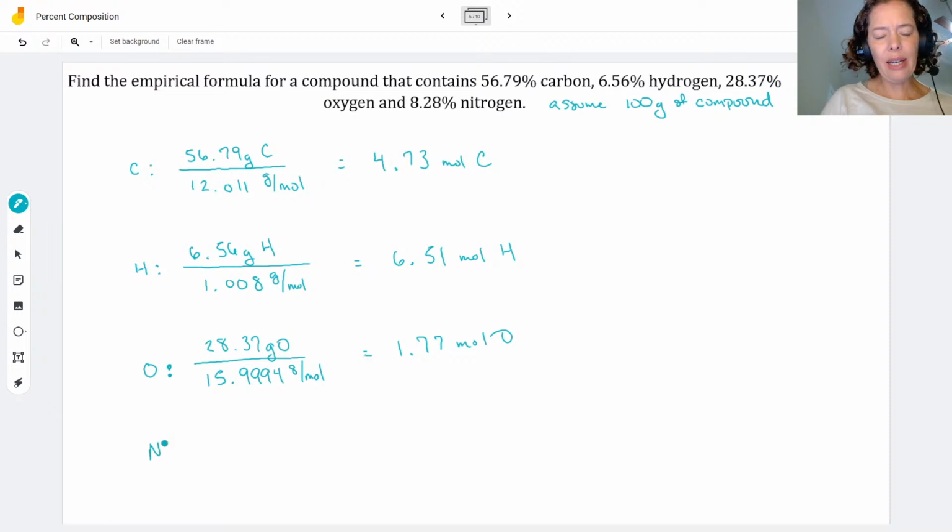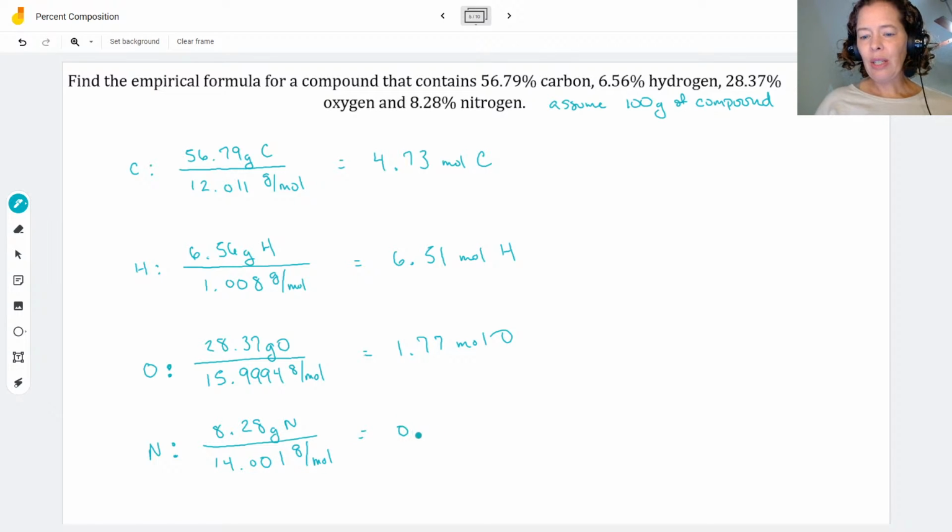So our last element is nitrogen. So that is going to be 8.28 grams of nitrogen divided by the molar mass of nitrogen, 14.01 grams per mole. That is going to give us 0.591 moles of nitrogen.